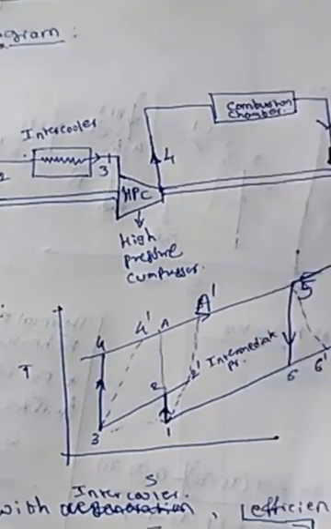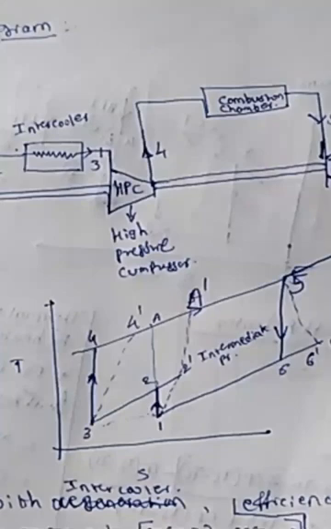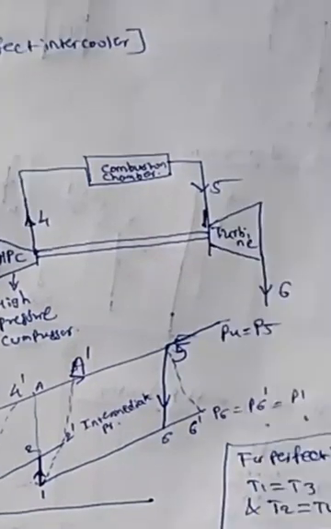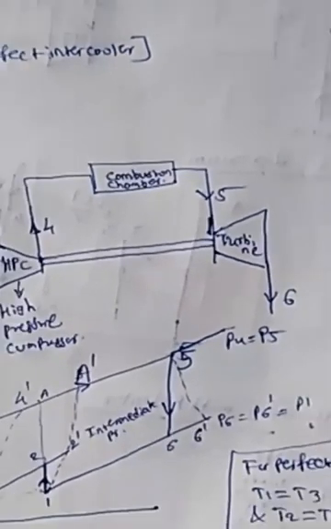Point 3 then passes to the high pressure compressor. After this the compressed air passes to the combustion chamber. Here fuel is added and the combustion process takes place, giving point 5, the inlet of the gas turbine. The gas at 5 goes to the turbine, where output work is produced as the enthalpy decreases from 5 to 6. The exhaust leaves at point 6.